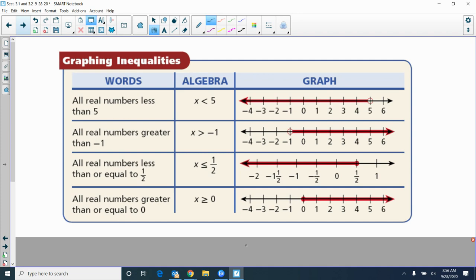So less than is to the left as long as the x is first. X is greater than -1: hollow dot at -1, shaded to the right. Less than or equal to 1/2: solid dot. Greater than or equal to 0: solid dot.